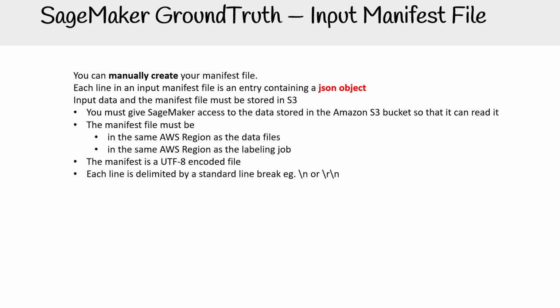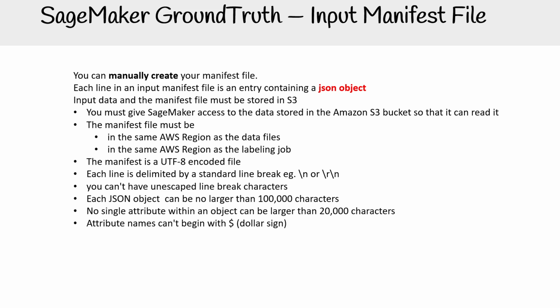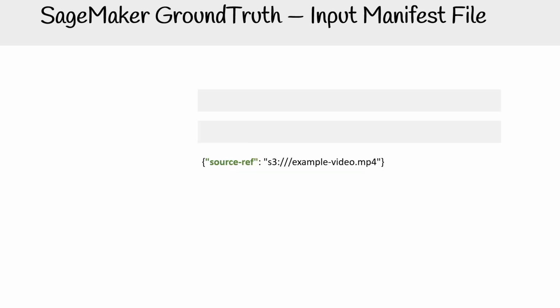You can see there's a lot of requirements here for these files, but each line is delimited by a standard line break. You can't have unescaped line break characters. Each JSON object cannot be larger than 100,000 characters. No single attribute within an object can be larger than 20,000 characters. Attribute names can't start with a $ sign. The JSON object must contain either a source or source-ref. So source-ref would be a key for binary data, and source is just for text data.